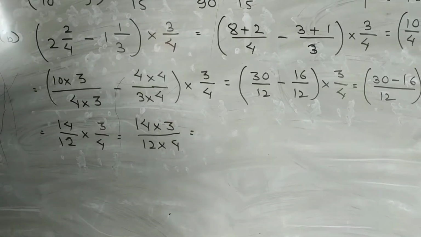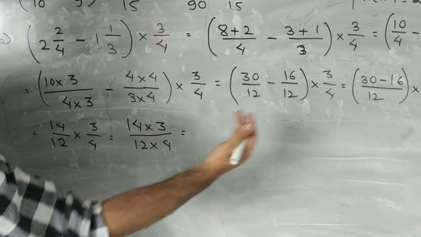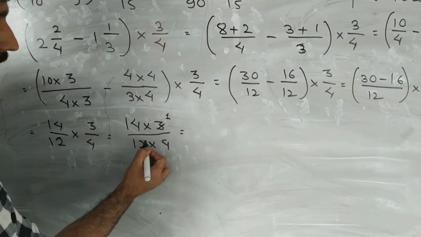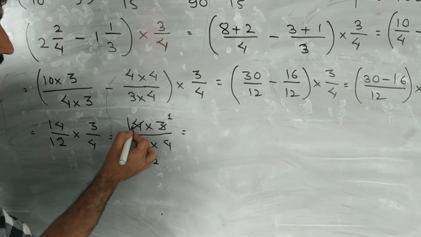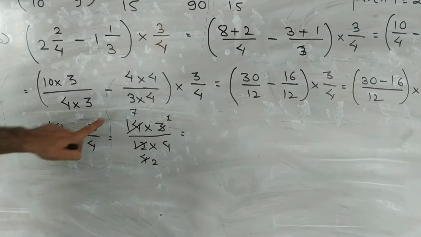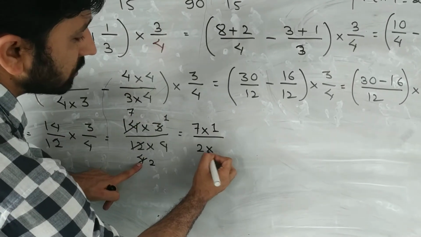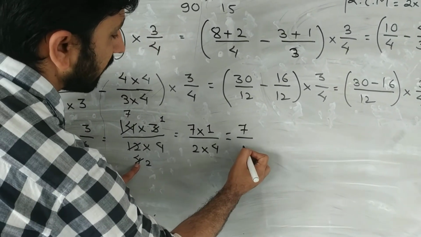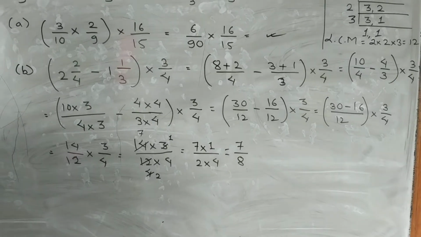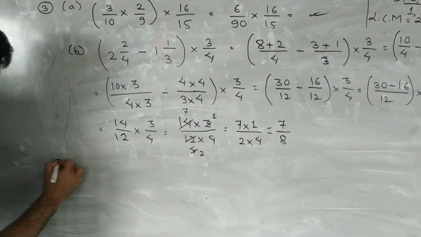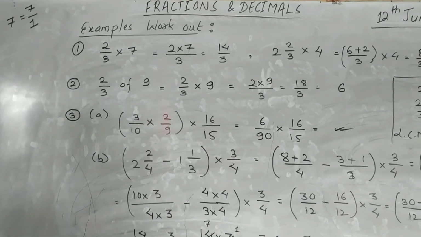We can simplify this. Multiply and then simplify, or we can simplify here. For me, I will teach you how to do it over here. 3 ones are 3, 3 fours are 12. This is 2 twos are 4, and 2 sevens are 14. Now I think it's not divisible. That means the remaining is 7 into 1 divided by 2 into 4. Now the answer is 7 divided by 8. Look, the simplifications.